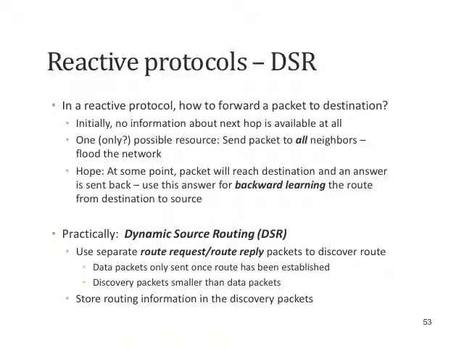For the case of reactive protocols, they only establish the route on demand. So initially there is no information. I don't have to exchange route updates regularly. I don't have to do anything at the beginning. Only when there is a traffic demand, I will say, okay, let's just discover a route to the destination. That is, the source is saying, I want to send some packets to this destination.